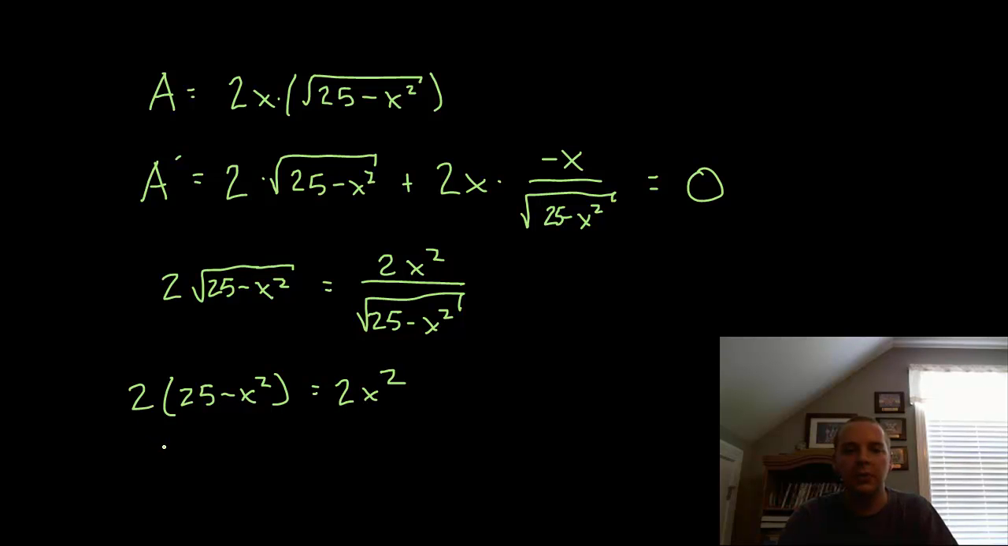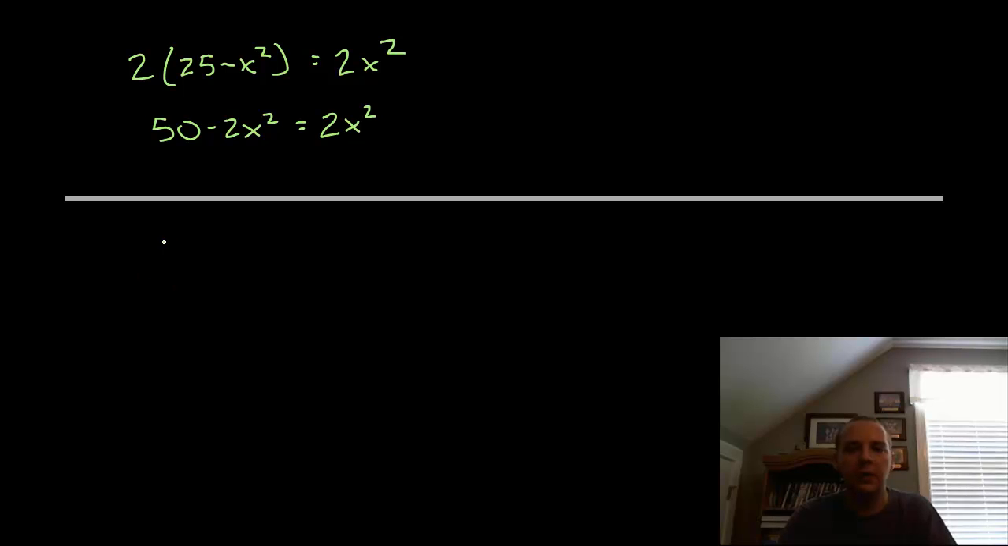So distribute the 2, you get 50 minus 2x squared equals 2x squared, and then you get 50 equals 4x squared when you add the minus 2x squared to the other side. And solving this for x, you would get technically plus or minus the square root of 50 over 4, but technically we don't have to write the plus or minus simply because you wouldn't be considering negative x values as far as the width of your rectangle goes.